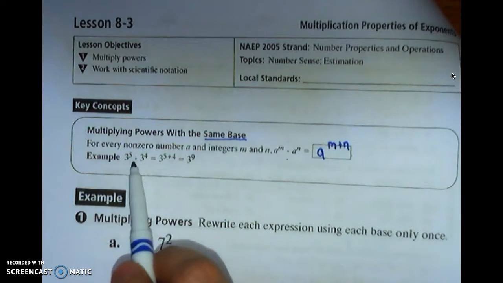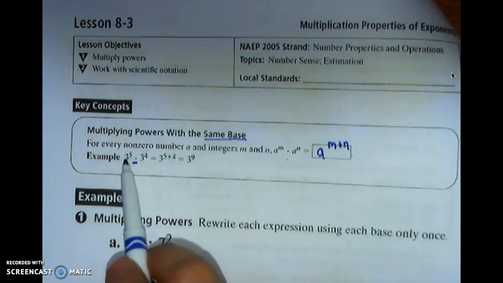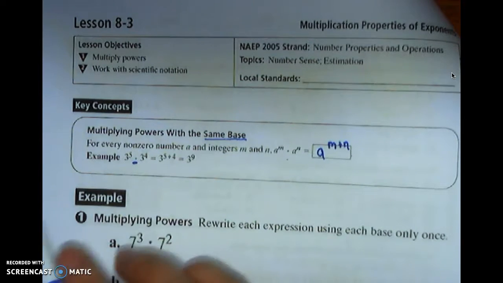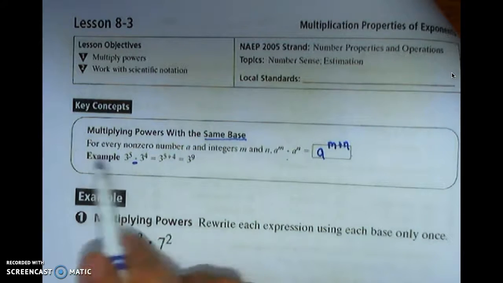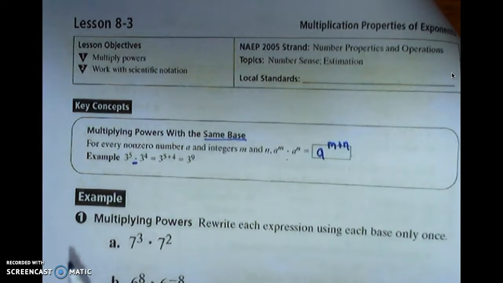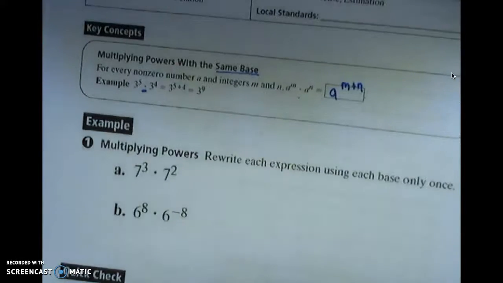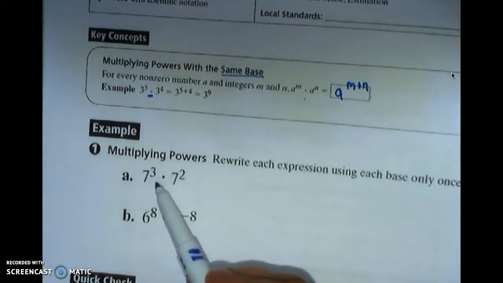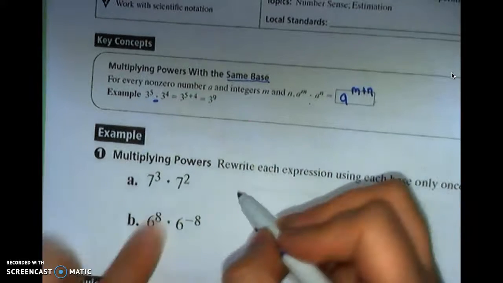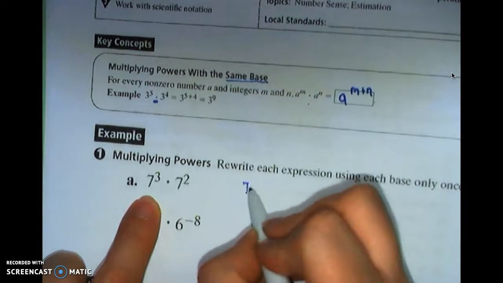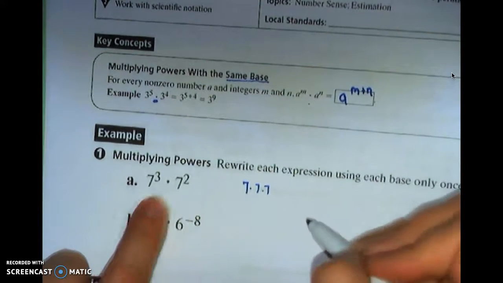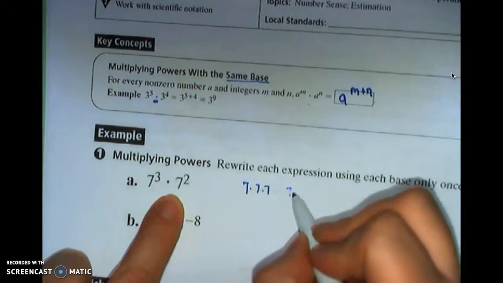Notice this is only working with multiplication, and we're multiplying the same base. It doesn't work if we don't have the same base or if we're not multiplying. Okay? So let's apply our rules. We have 7 to the 3rd times 7 to the 2nd. If you think about this, 7 to the 3rd is 7 times 7 times 7, and 7 squared is 7 times 7.